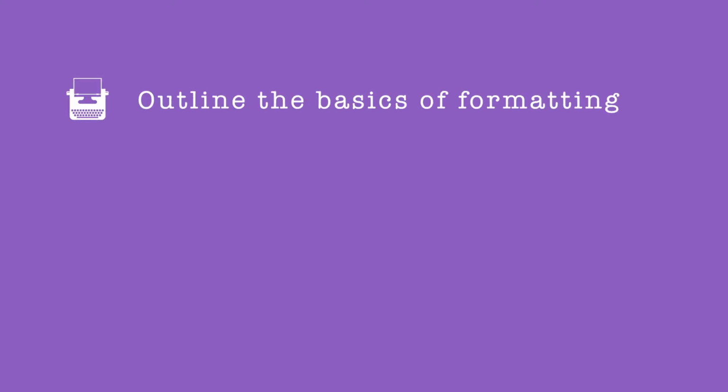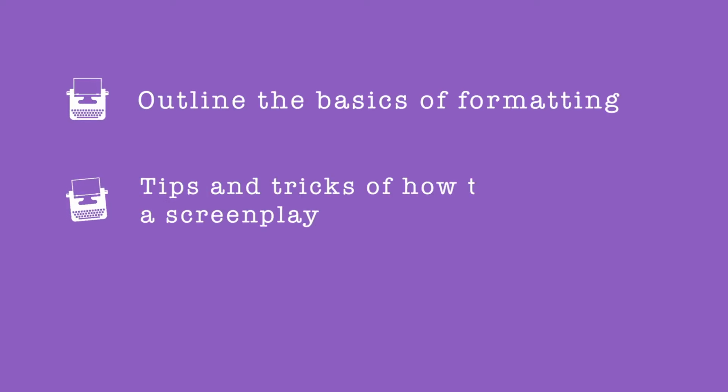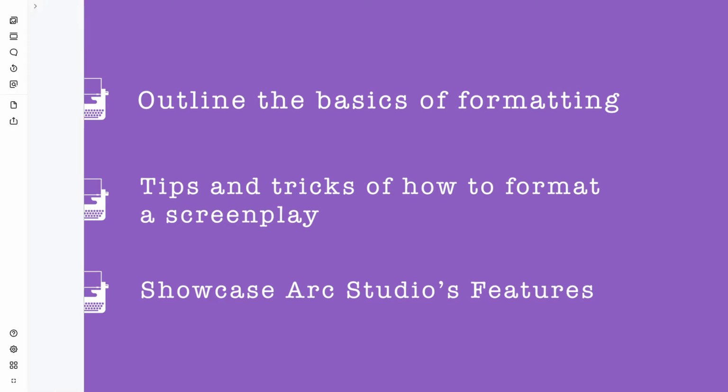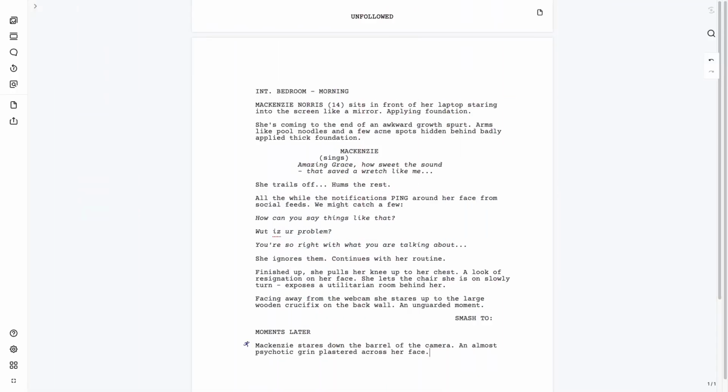In this quick tutorial, I'm going to outline some of the basics of screenplay formatting, and I'll drop in a few screenwriting tips along the way. If you want to create an industry-standard formatted screenplay, it's important to use a professional screenwriting software like Arc Studio. There are four main elements of a screenplay. These are scene headings, action lines, character names, and dialogue.